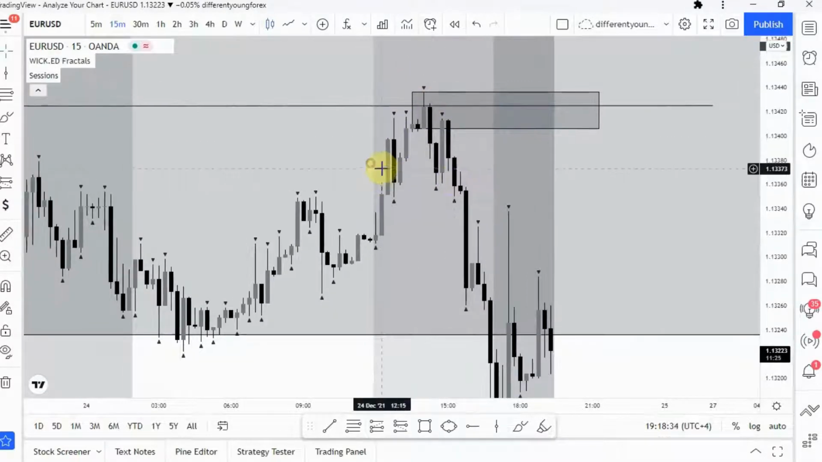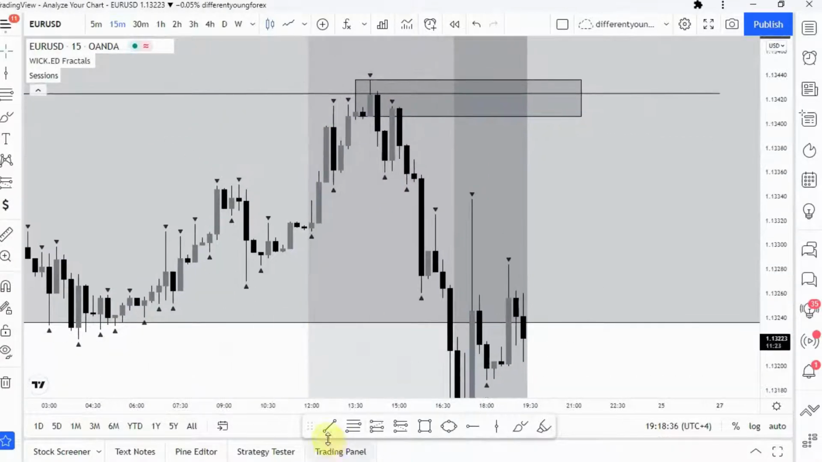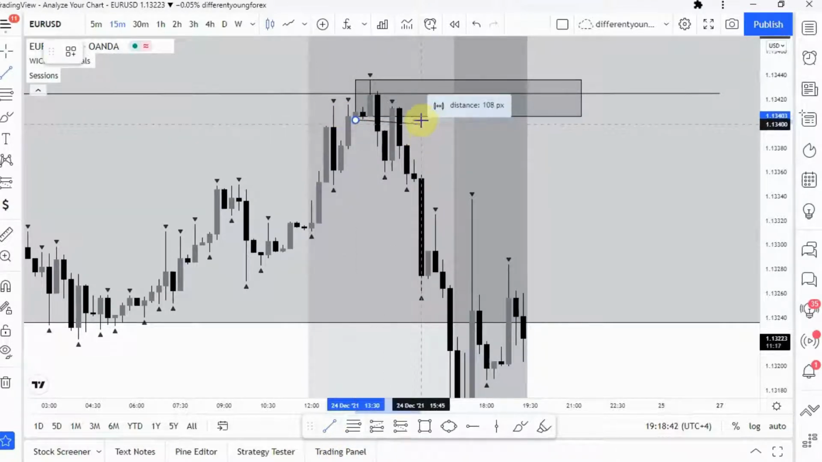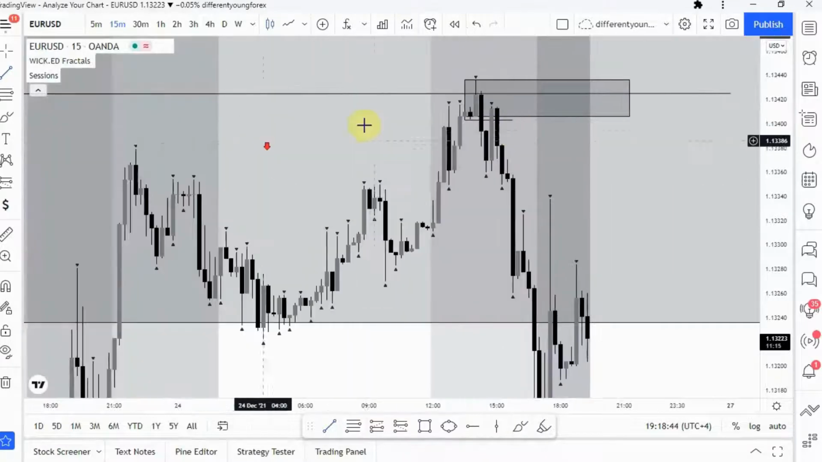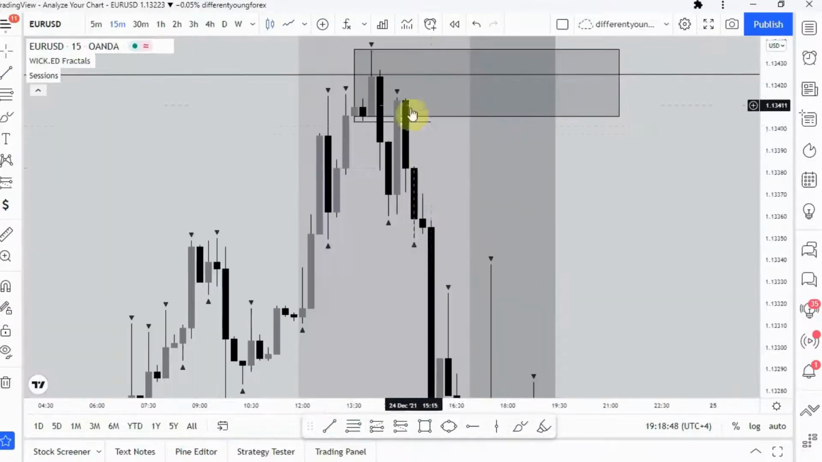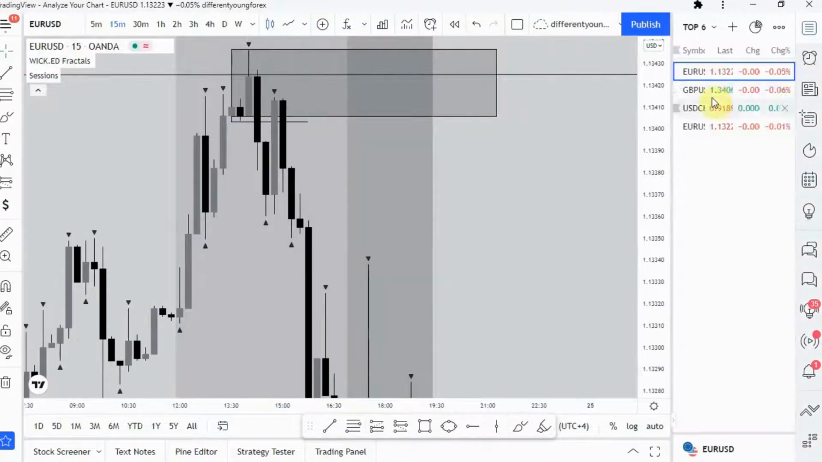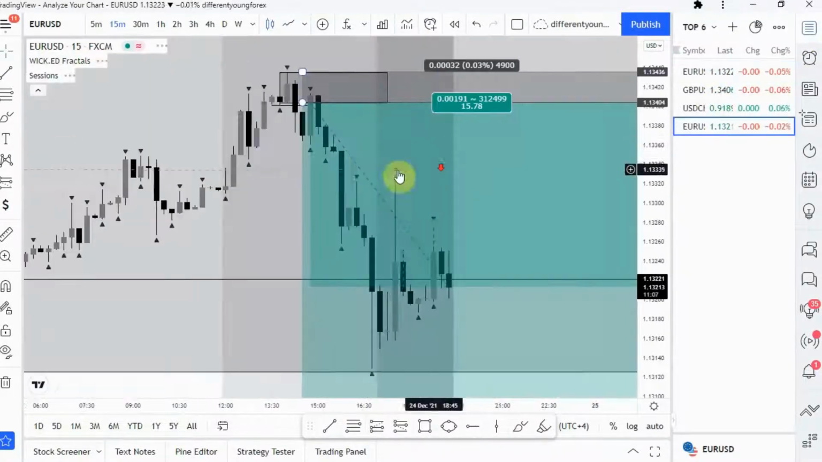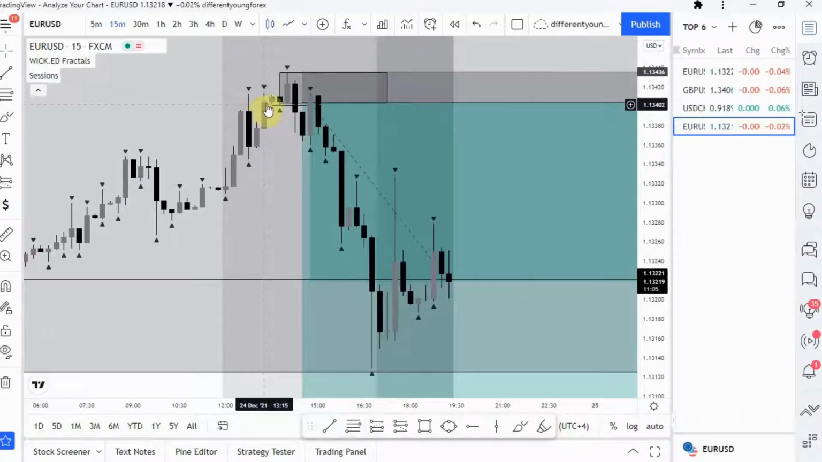So one thing I want to say is this: it didn't print here the fractal low, because what I saw was it was just two candles. It didn't print on the Vanda, but if I check on the FXCM, as you can see, it did print the fractal low, which makes it a 15-minute low, and this makes it a 15-minute high. So this low was taken with this candle, right?